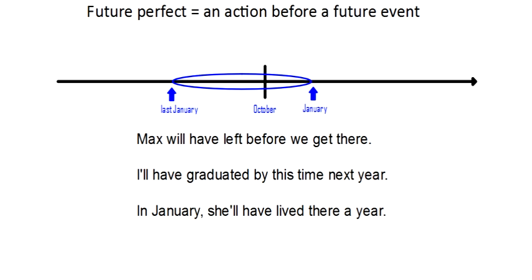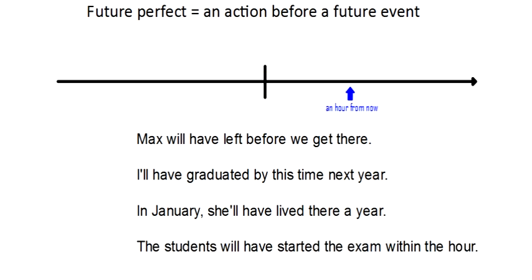One more example I want to show you. The students will have started the exam within the hour. Now this one obviously starts sometime after now. They can't start the exam now. They're going to start sometime between now and an hour from now. But the exam itself may very well continue. They're just starting the exam. So you see the future perfect is very versatile. It has a lot of uses.